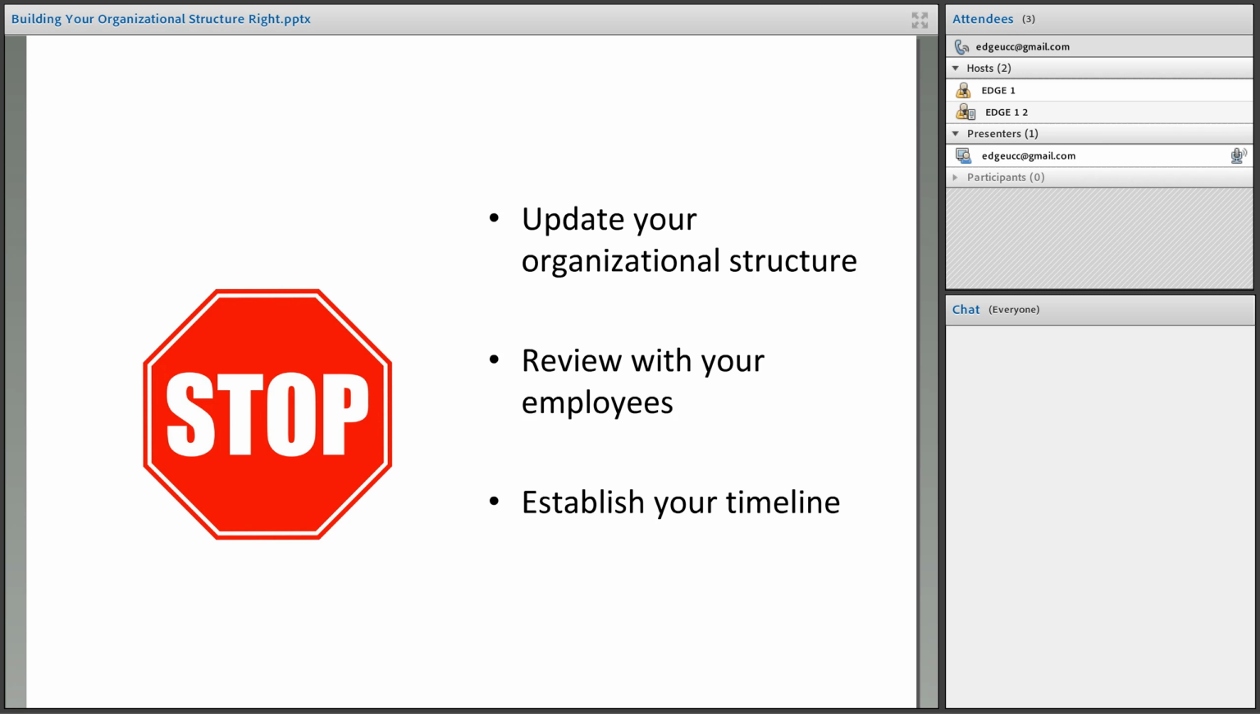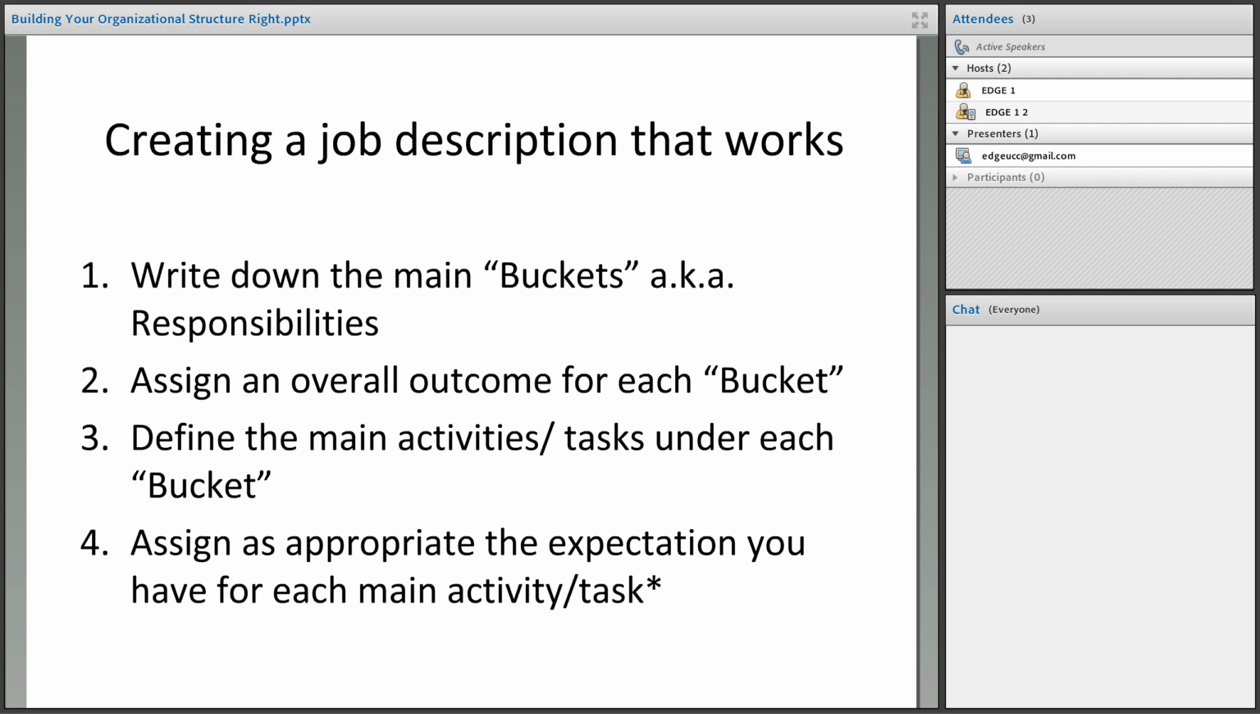We need to also make sure that we're clear with what skill and knowledge levels the job actually requires to do. So we're going to be focusing on 1, 2, and 3, as well as 5, with creating a job description. The posting just pulls right off of your job description, so it's not difficult to do. But we are going to be covering 1, 2, 3, and 5 today.